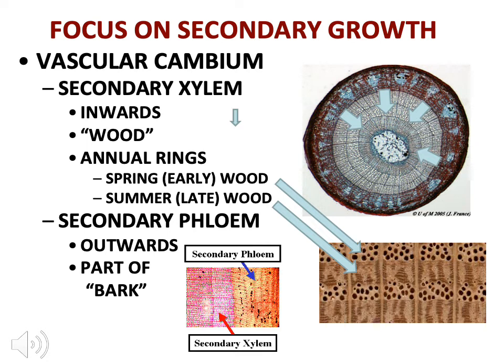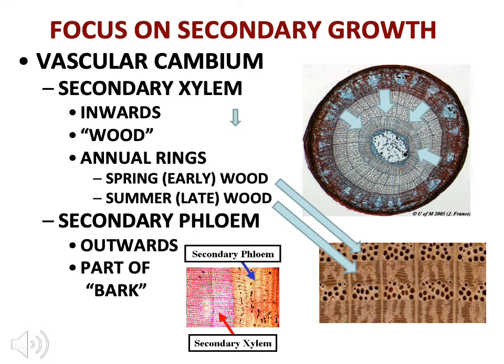It is a meristem, and its job is going to be primarily to produce something called secondary xylem. It will also produce something called secondary phloem, but it will produce secondary xylem in large quantities, and it's that secondary xylem that is going to increase the diameter of that stem.